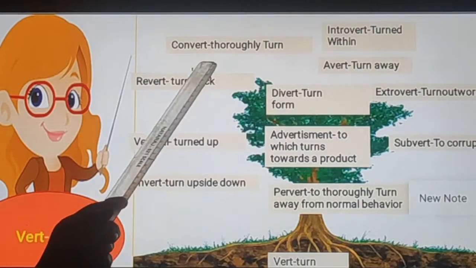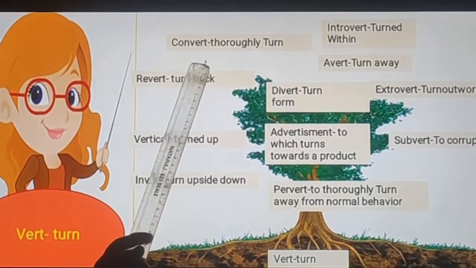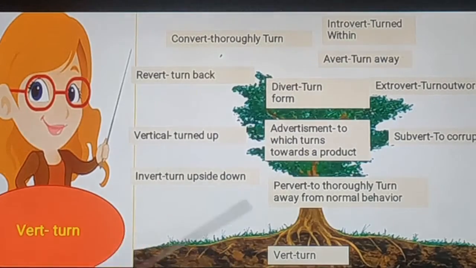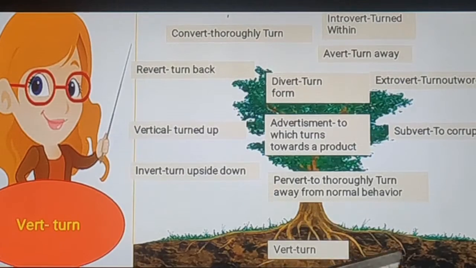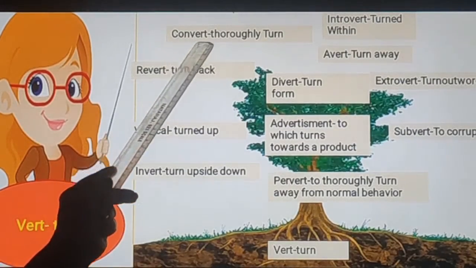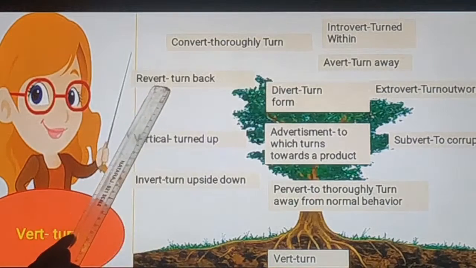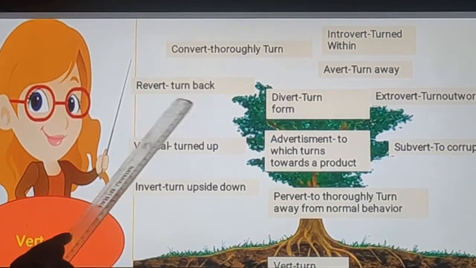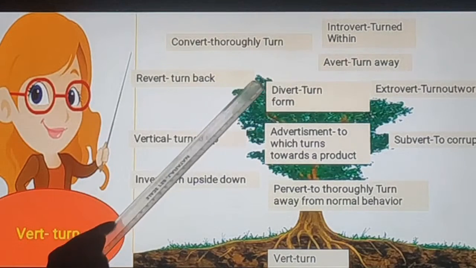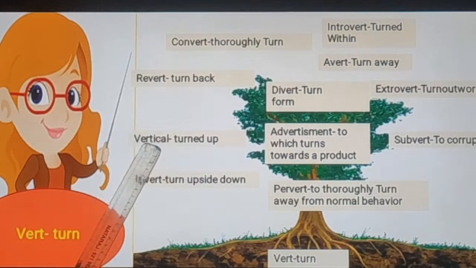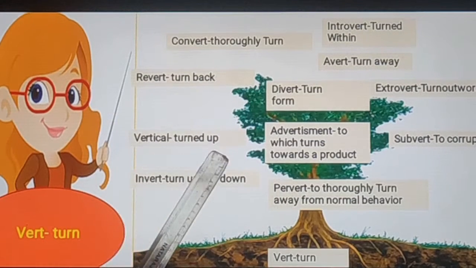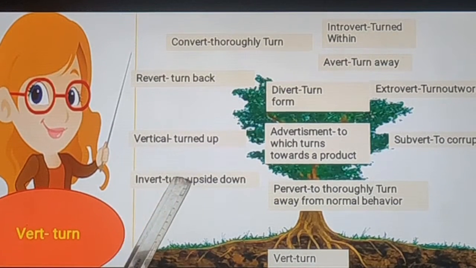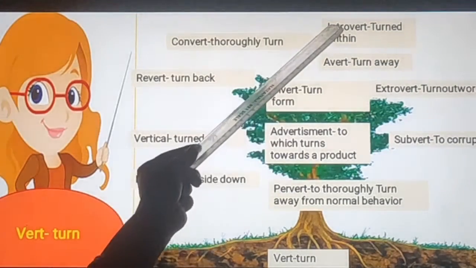Now look at this. First one is convert. Convert means thoroughly turn. Thoroughly turn means change fast. That is called convert. And revert. Revert means turn back. We have to turn back. That is called revert. And vertical. Vertical means turn up. And invert. Invert means turn upside down.